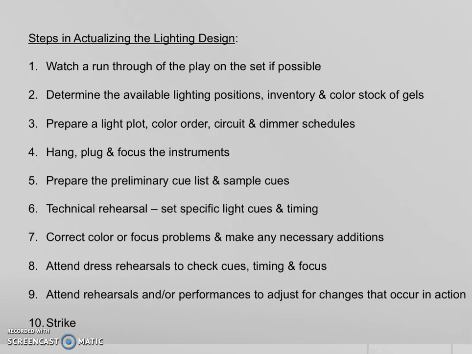The steps in actualizing the design after the preliminary design process include watching a run-through of the play on the set, if possible, determining the available lighting positions, inventory, and color stock of gels that are available, preparing a light plot, color order, circuit and dimmer schedules, hanging, plugging, and focusing the instruments, preparing the preliminary cue list and sample cues, using the technical rehearsal to set specific light cues and timing, correcting color or focus problems and making any necessary additions, attending dress rehearsals to check cues, timing, and focus, and attending rehearsals and or performances to adjust for changes that occur in the stage action.